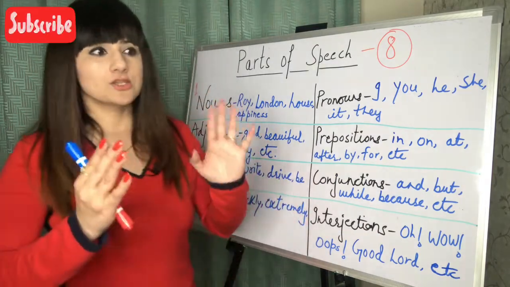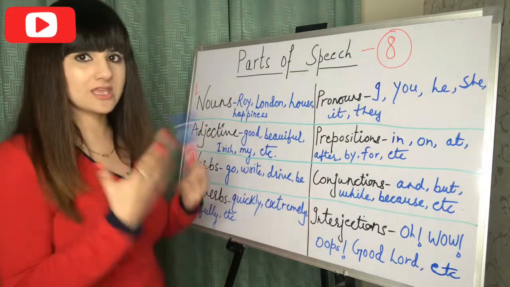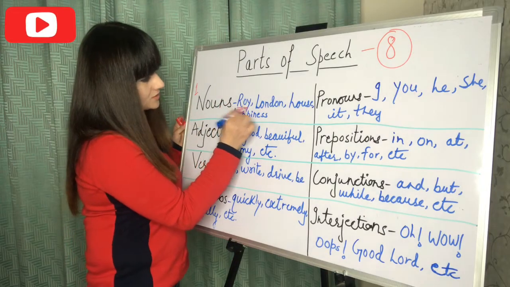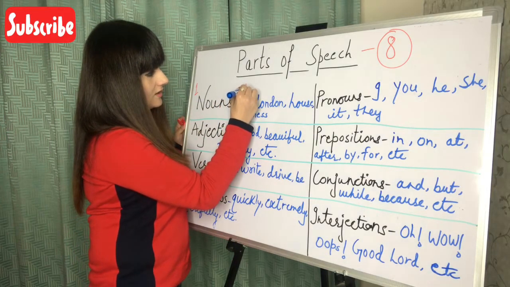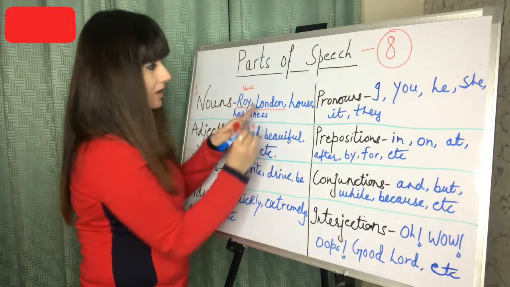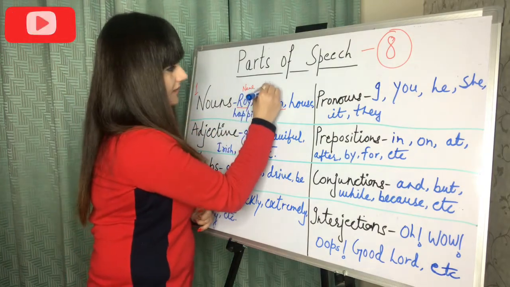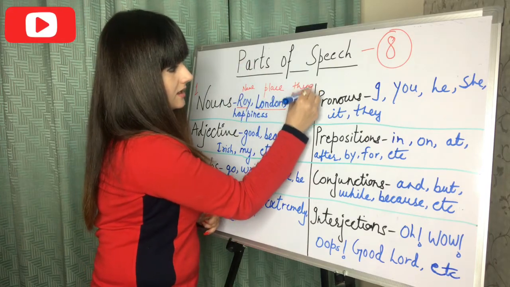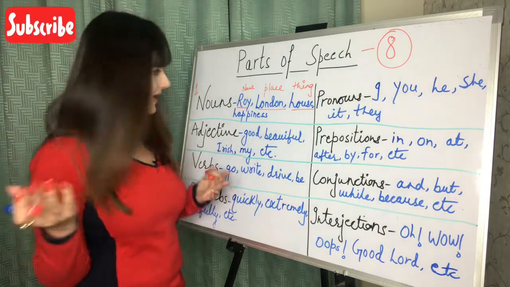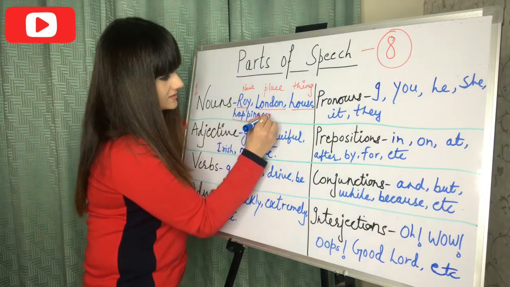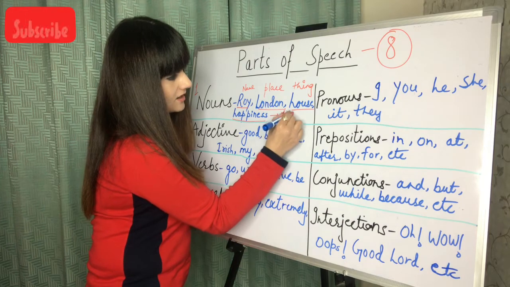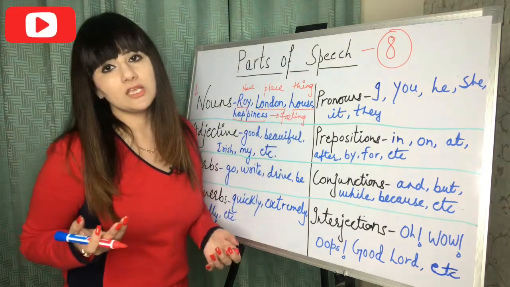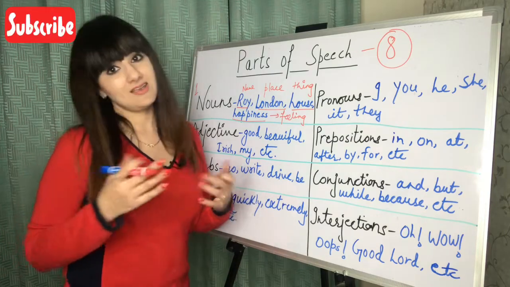If I'm talking about a name, I have written a few examples here. This is your Roy. Next, I'm talking about a place. That's London. What's this? It's a thing. I'm talking about a house. Happiness, we are talking about a feeling, or it could be anything else. Maybe it could be sadness. That's again a noun.